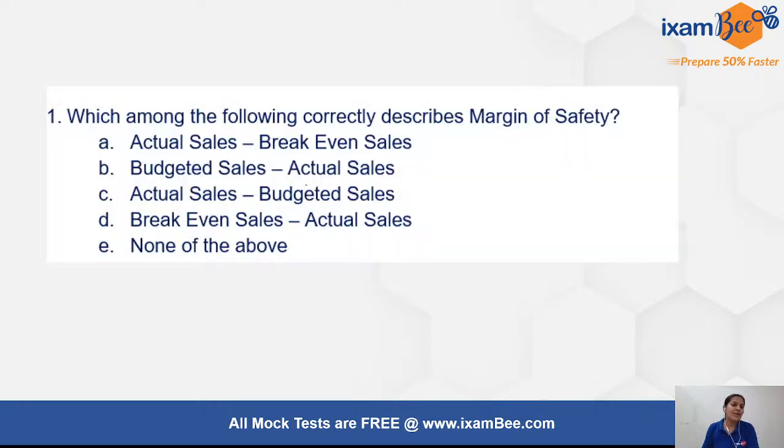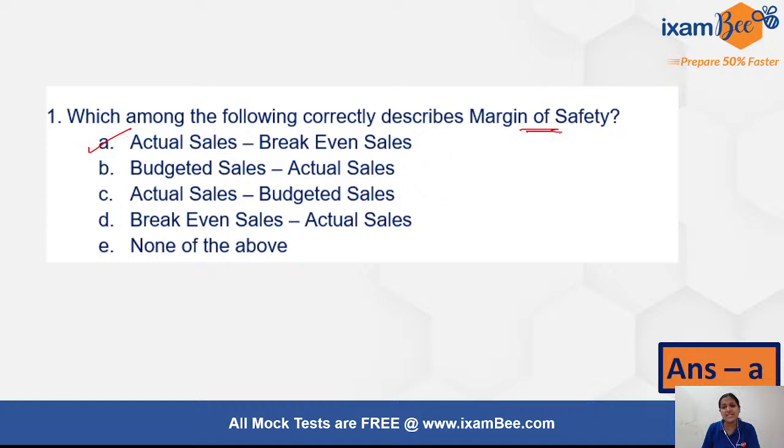Okay, so 1 marker objective questions, if I talk about, the first one was a very, very simple question about margin of safety, and that too the formula they had asked which one is correct, whether option A, actual sales minus break-even sales, B, budgeted sales minus actual sales, or actual sales minus budgeted sales, or break-even sales minus actual sales, or none of the above. So which one is the correct way to calculate the margin of safety? Okay, so the correct answer here is A, the actual sales minus the break-even sales.